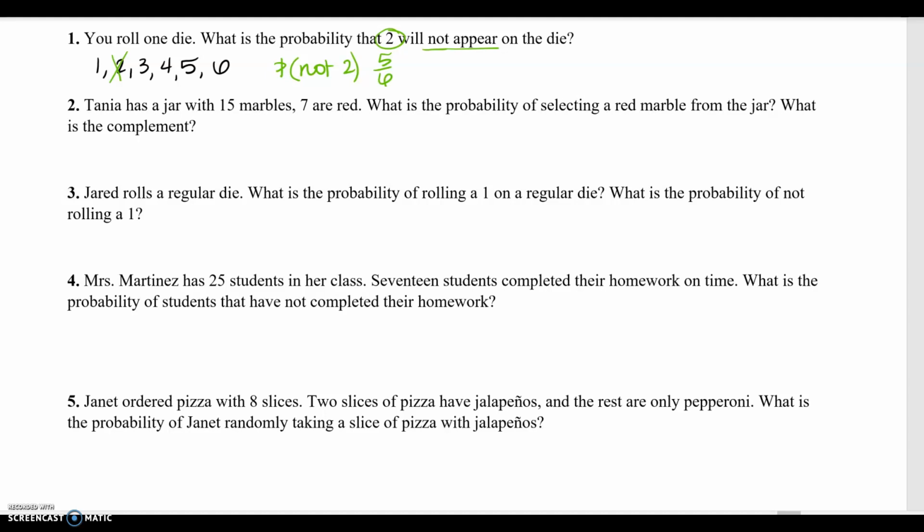Second one says Tanya has a jar with 15 marbles, 7 are red. What is the probability of selecting a red marble? So probability of red, how many red? 7 out of 15. And complement would be 8 out of 15.